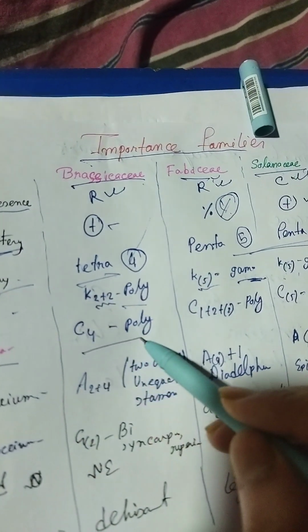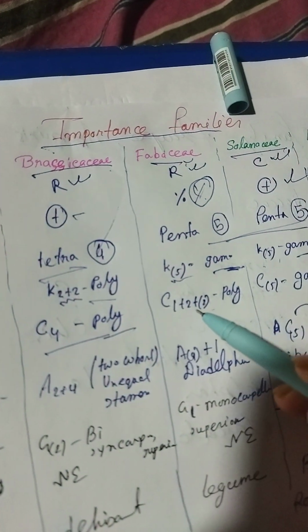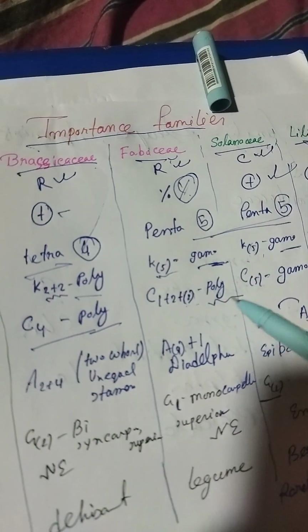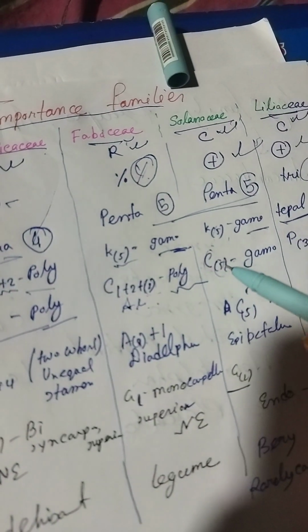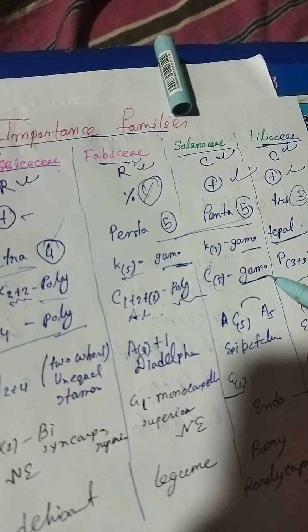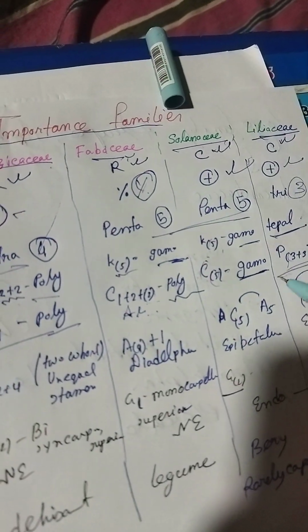Corolla C4 polypetalous. C1+2+(2), this is polypetalous. This is vexillary aestivation. C(5) in bracket is gamopetalous. P3+3, perianth.